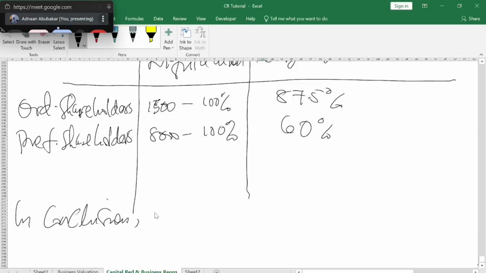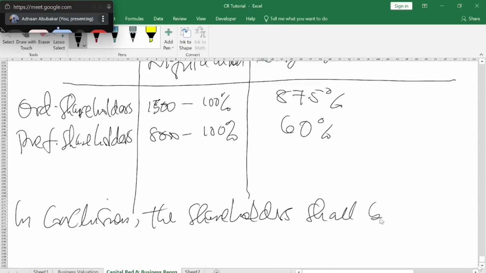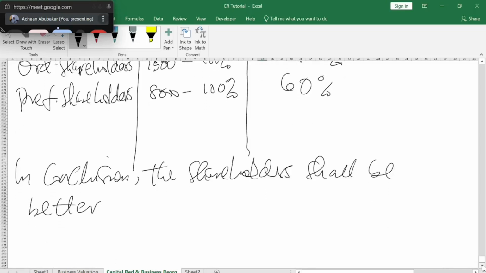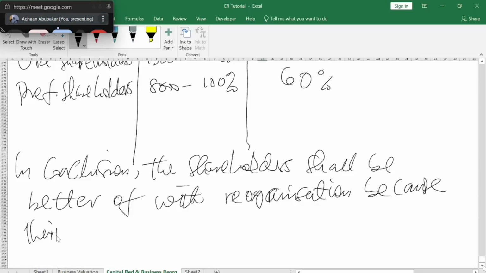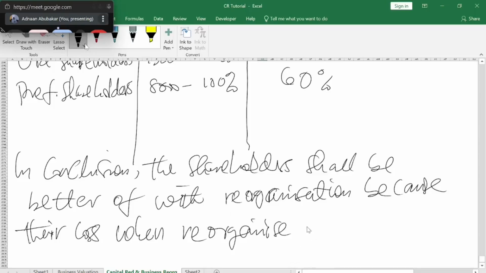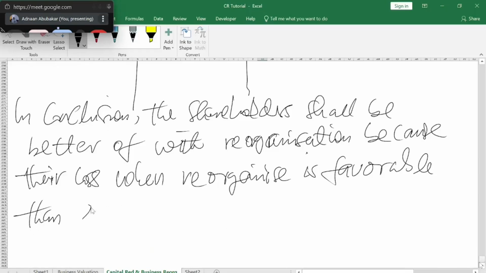So in conclusion, the shareholders shall be better off with reorganization, because they lose less when reorganized. It's favorable than liquidation. That's all.